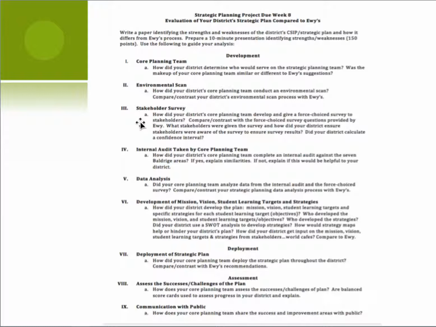So how did your district's core planning team develop and give a forced choice survey, or did they? And it's okay if they did not. Just talk about that and how that differed from UE's process. Were the questions the same? You know, UE had some very specific questions and not very many. I think there weren't any more than 6.